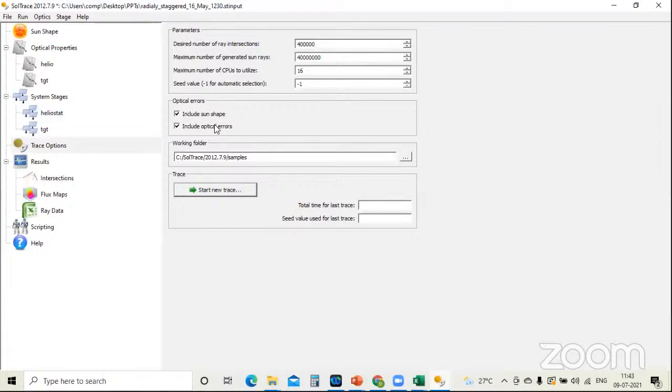When tracing, we have to include the sun shape and optical errors. Optical errors means the specularity errors and the slope error. You have to check these boxes before running. If you don't check them, then you will get no variation in the intensity. So after checking these boxes, that is, including the sun shape and the optical errors, the specularity errors and the slope error, if you trace it, now the tracing has been done.